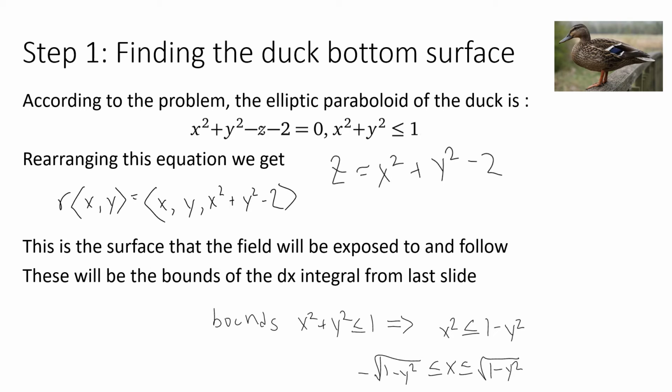And this is really useful because from there we can get the r vector that was used in the previous slide. So you get x, y, and then you substitute our z equation in there. So everything's in terms of x and y now. This is going to be the surface that the field is going to be exposed to and how the field is going to interact with the surface. Also, these are going to be the bounds of the dx integral from the previous slide. The bounds follow the x squared plus y squared is less than or equal to 1 equation. So you can solve for the bounds of x, which is negative square root of 1 minus y squared less than or equal to x, which is less than or equal to positive the square root of 1 minus y squared.